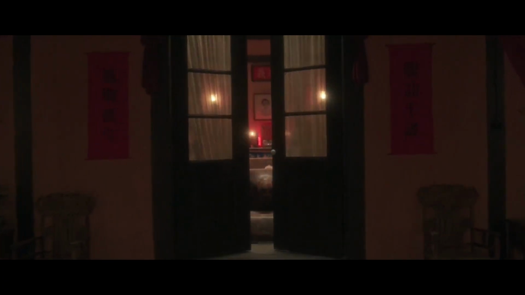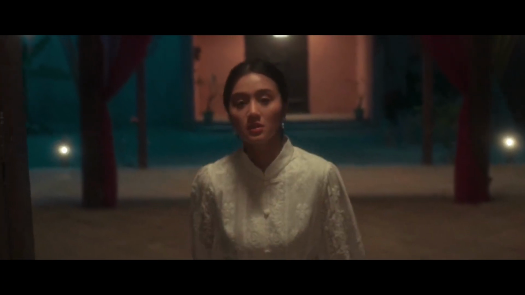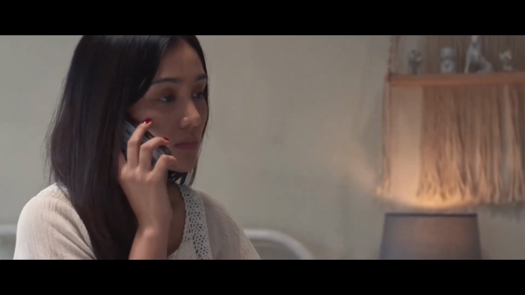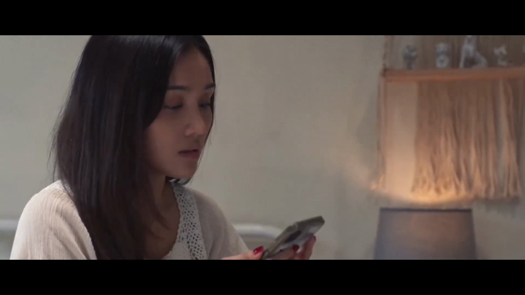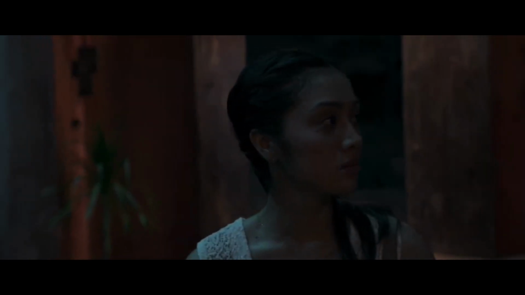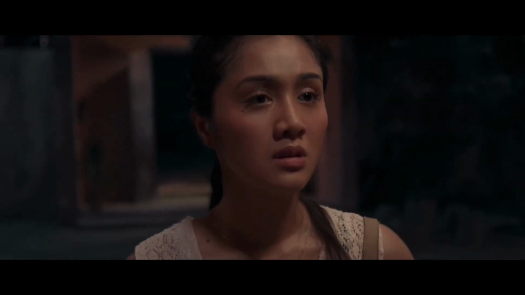Meanwhile, Tasia dreams again of the same house. Only this time she sees Salim's body inside a coffin. Panicked, she wakes up and calls him, but he doesn't answer. Seeing his shared location, she rushes to the mansion. When she arrives, she's stunned to find it's the same place from her dream.